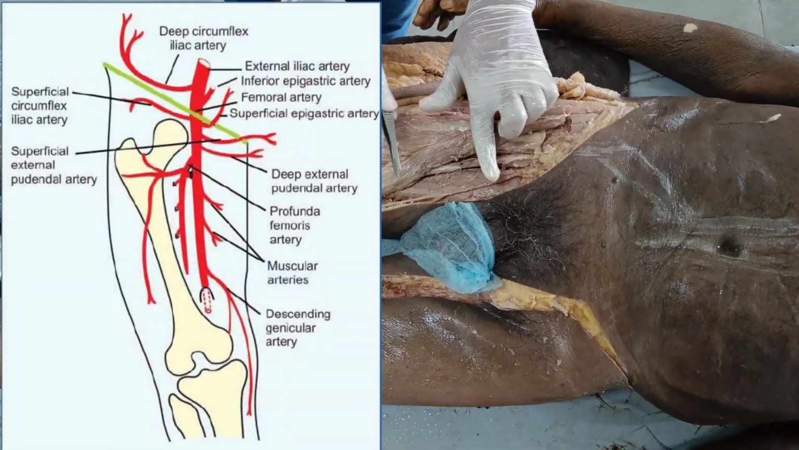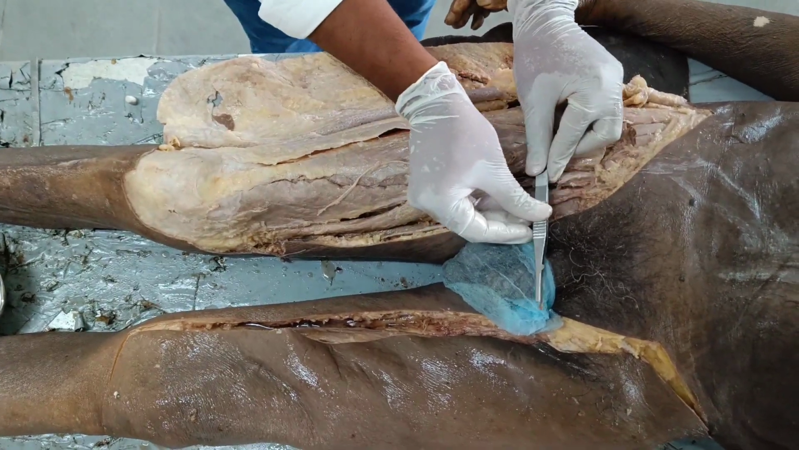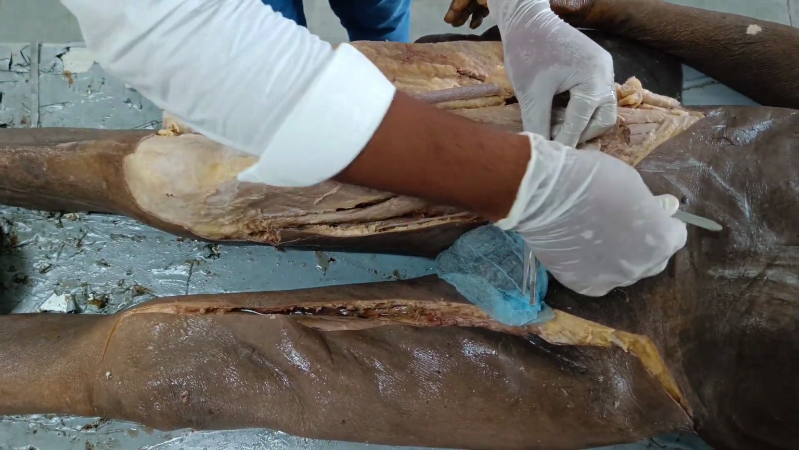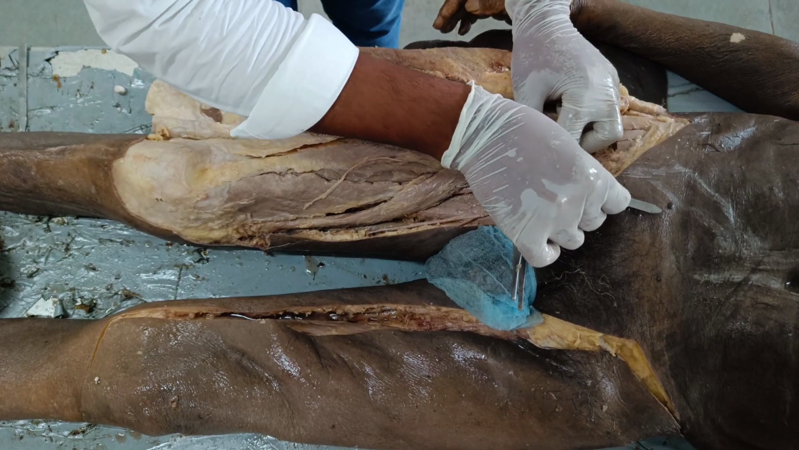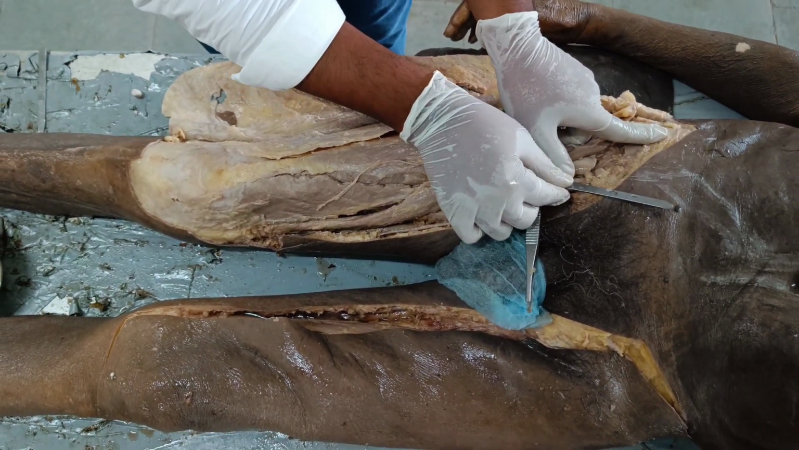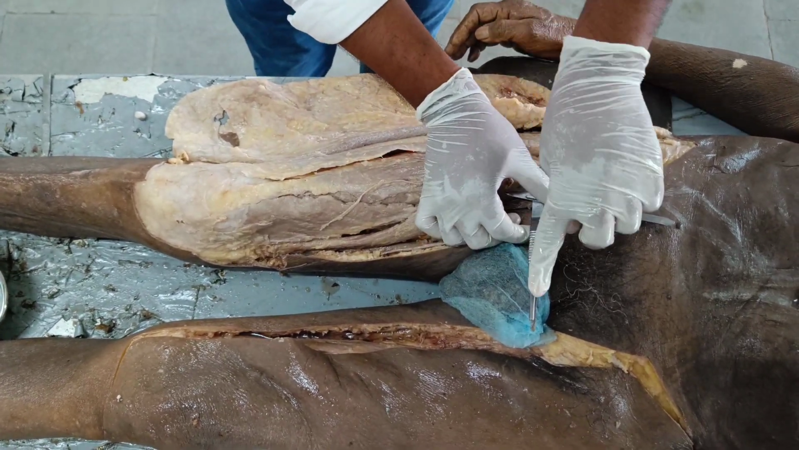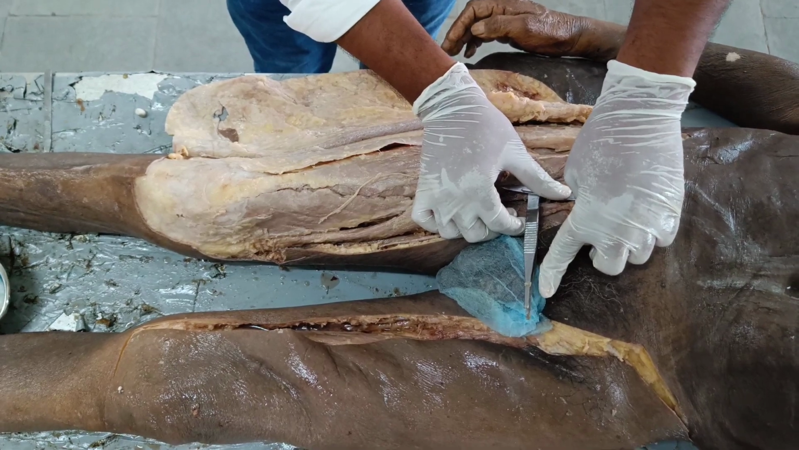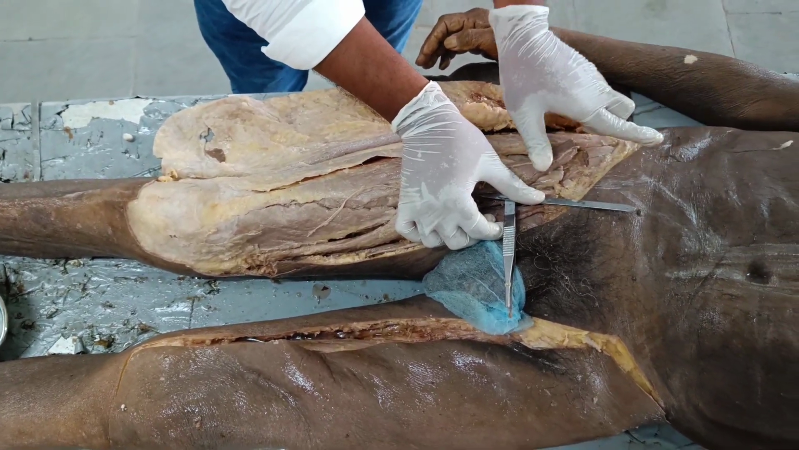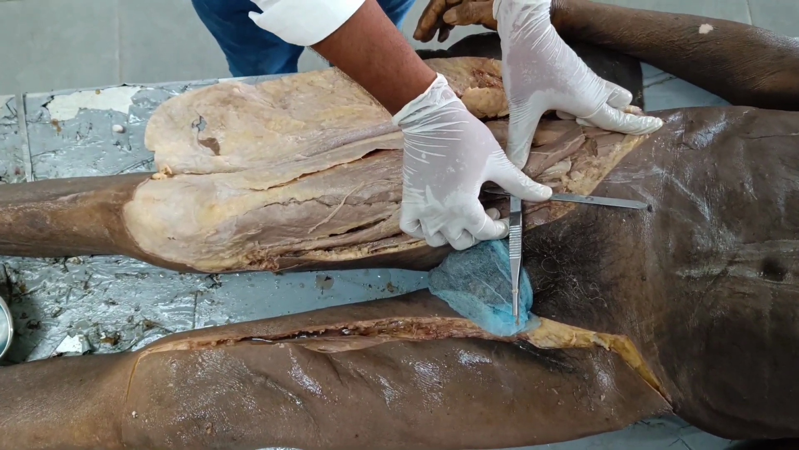The superficial branches are: first, superficial external pudendal, by this way; then superficial epigastric; then superficial circumflex iliac. By this way, there will be 3 superficial branches. Superficial external pudendal supplies the genital organ, epigastric supplies the abdominal wall, and circumflex iliac supplies the iliac region.